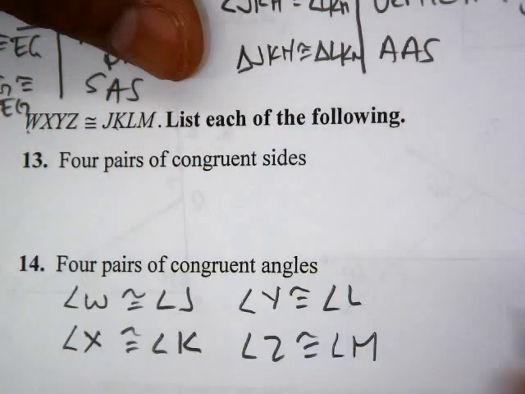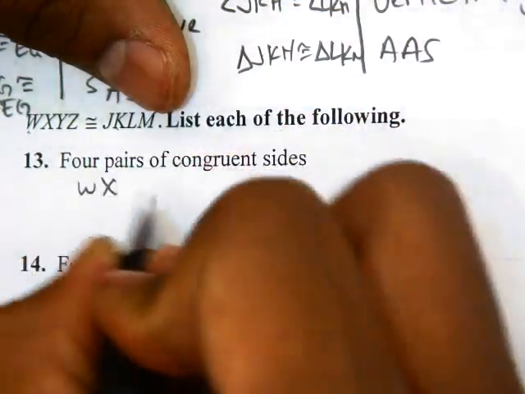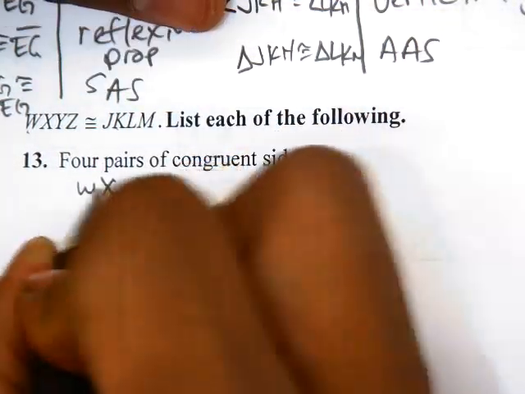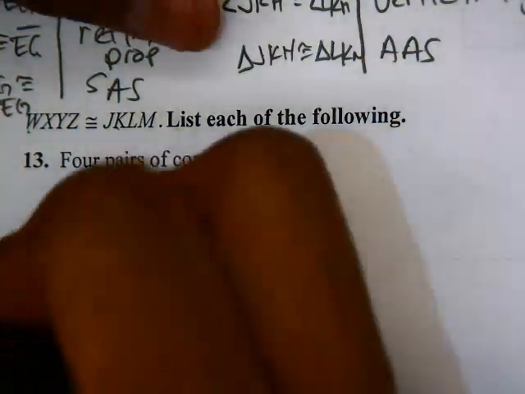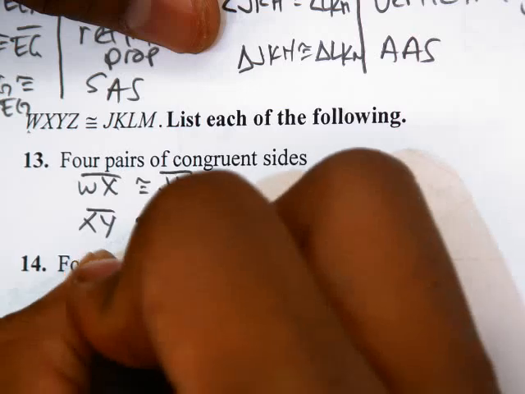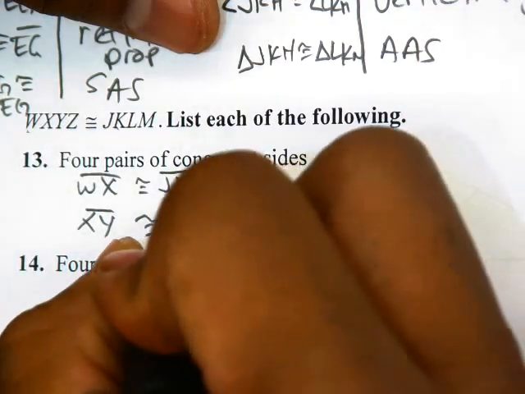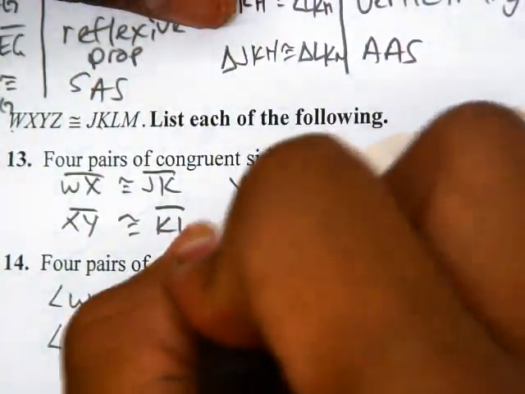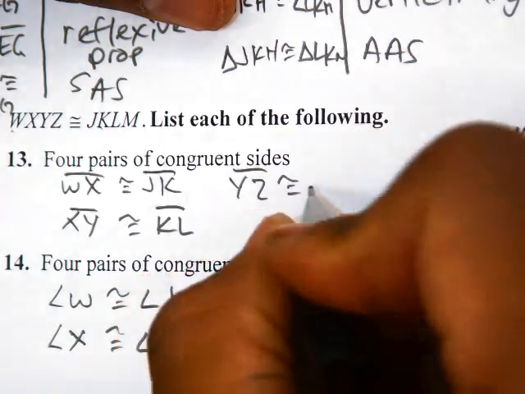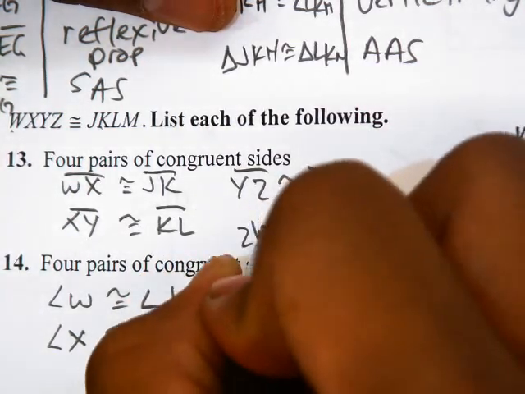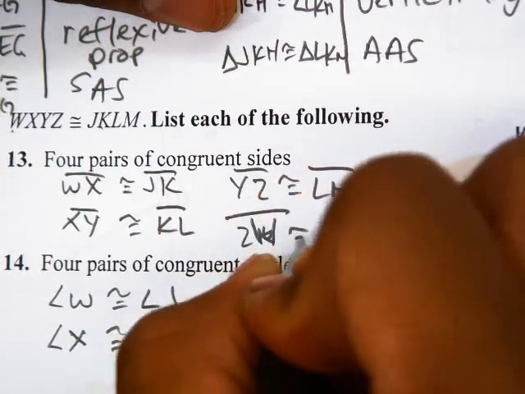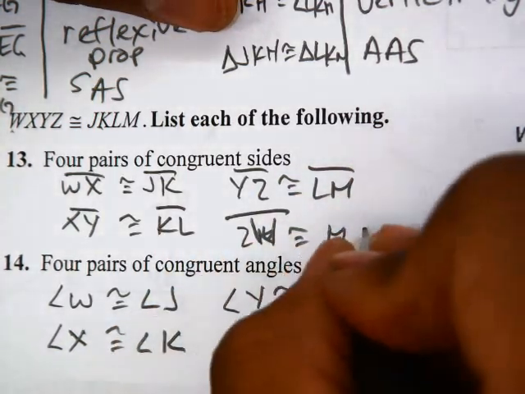For sides, we use two letters for sides, so like WX, since those are the first two letters, that should be equal to JK, since those are the first two letters. XY should be congruent to KL. YZ should be congruent to LM, and ZW should be congruent to MJ.